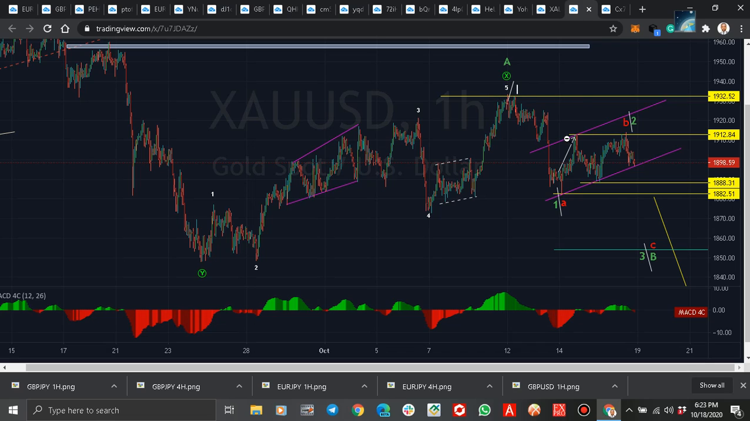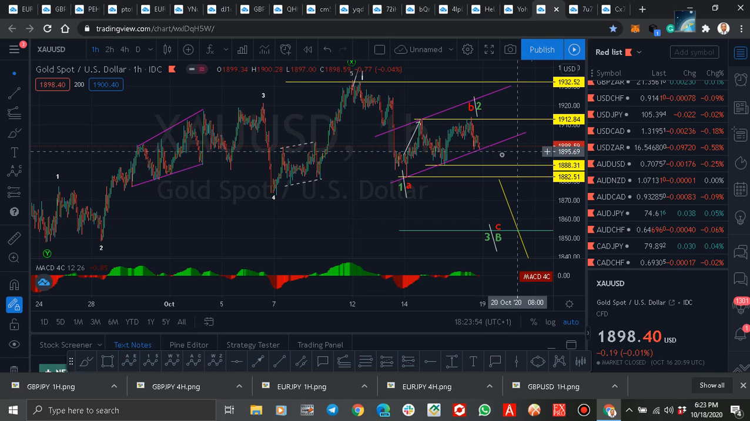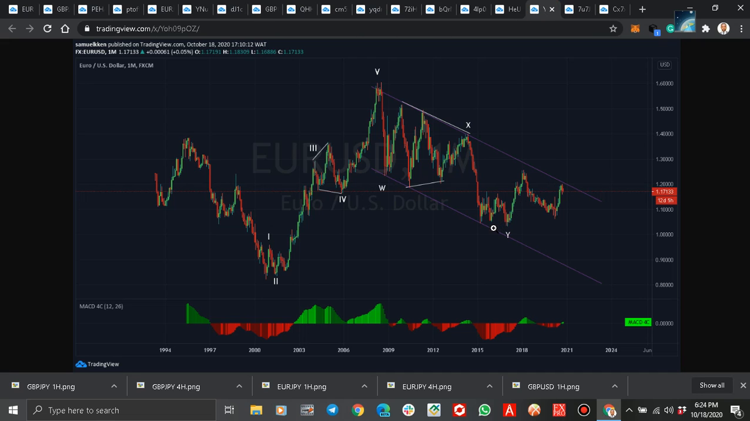But if price breaks here, it will actually come up to this place. Maybe you test this or break it. That's for gold. Then we go to Euro USD.